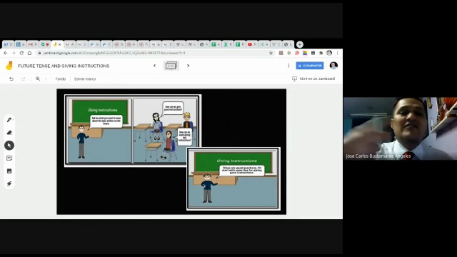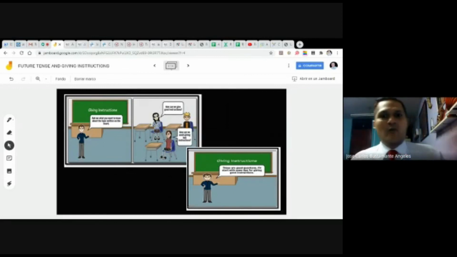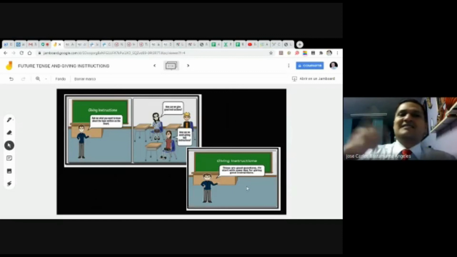How can we give good instructions? How can we avoid giving bad instructions? And here in the second picture, the teacher says, those are good questions. I'll start with some tips for giving good instructions.